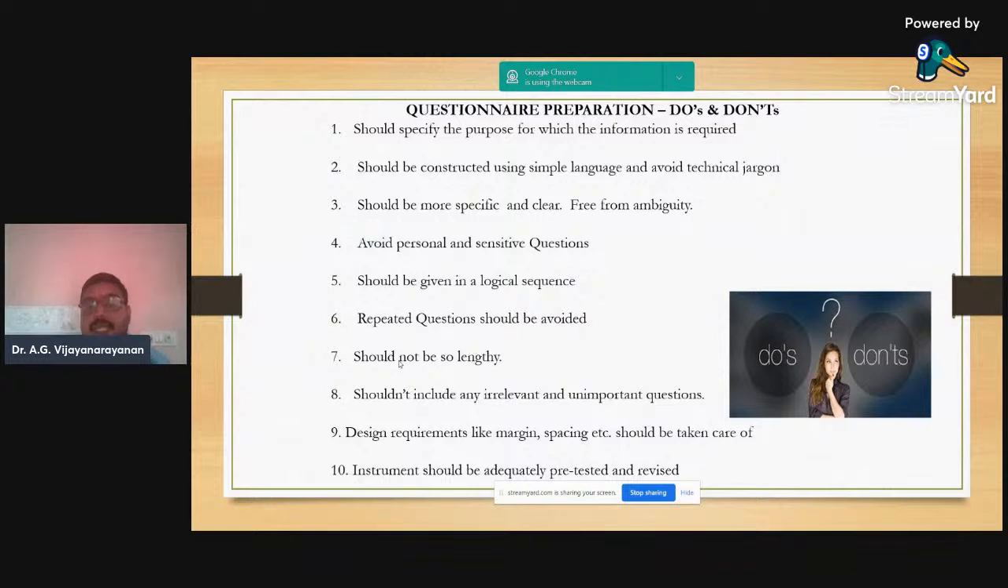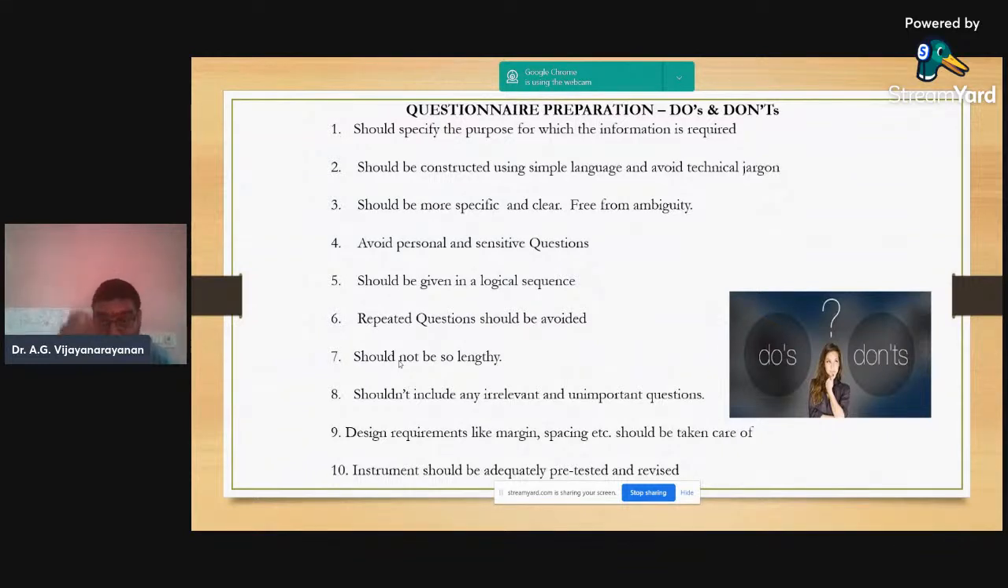And instrument must be adequately pre-tested. Once you prepare it, give it to the subject matter expert, give it to your fellow research scholars, give it to your family people also, because they are a third party. They will read and they will have a different idea, because you would have prepared with a particular meaning, but when a third party reads it, he will understand in a different way, so that you can understand, okay, fine, my questionnaire is not doing well. Then you can ask his opinion and you can redo it, you can refine it, you can chisel it.